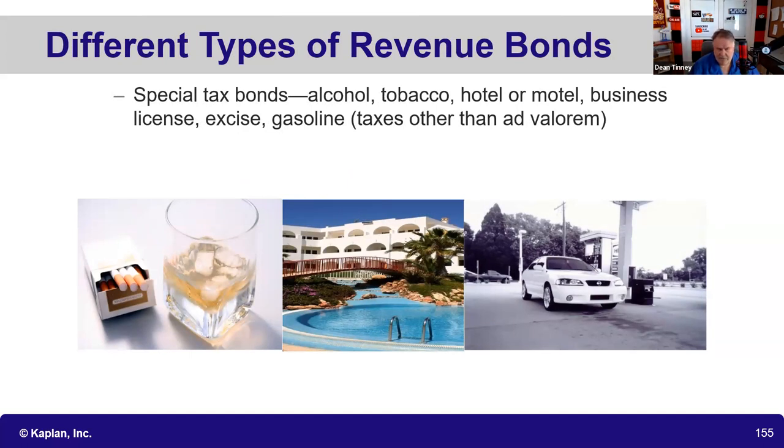Now, the big test question about these special tax bonds: if the special tax is insufficient, the bonds are going to default. The number one thing on revenue bonds is to understand that if revenue is insufficient, the bonds are going to default.